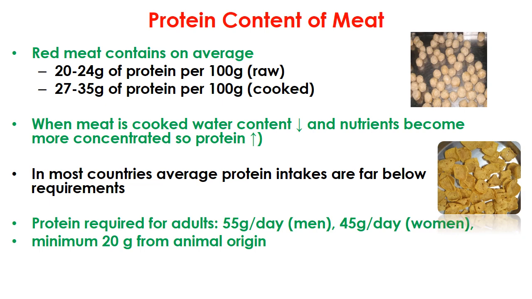So here we will discuss the protein in meat a little bit more. Generally in red meat, the protein content, as we have seen already, is around 20 to 24 gram of protein per 100 gram of lean meat.